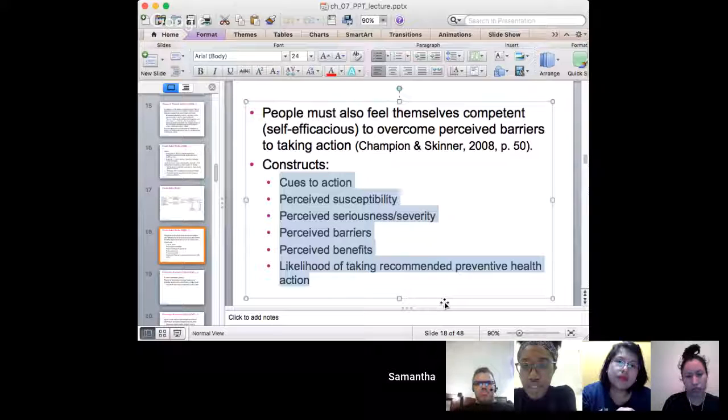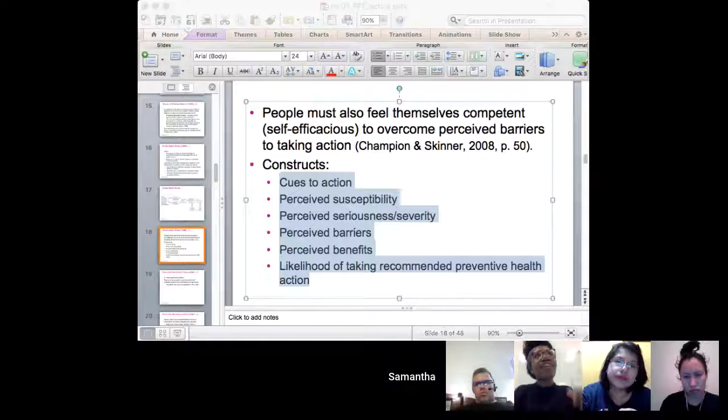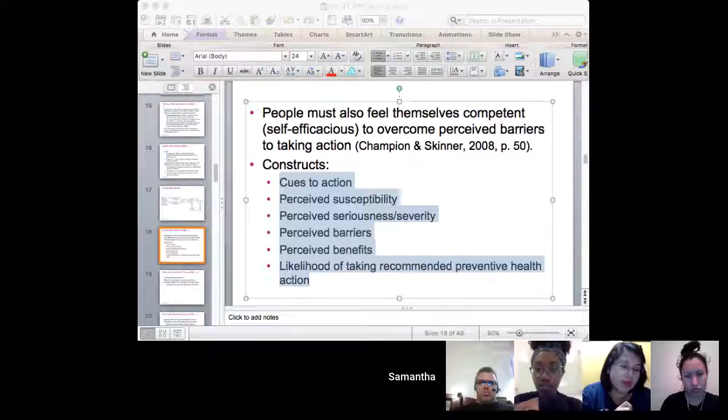Perceived seriousness or severity, kind of. Okay, so this one I kind of had to keep explaining to myself because I couldn't find a connection. But from what I figured out, it basically has to do with someone identifying the seriousness of an illness and then having that determine whether or not they receive treatment or help for that certain illness.